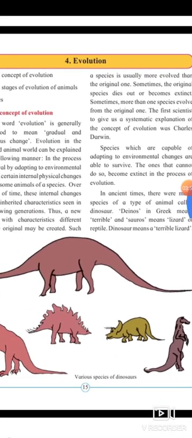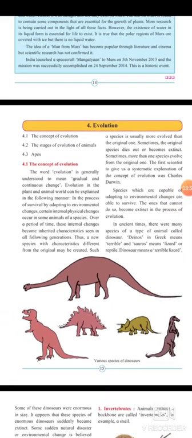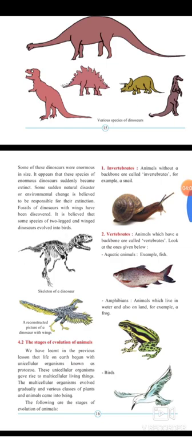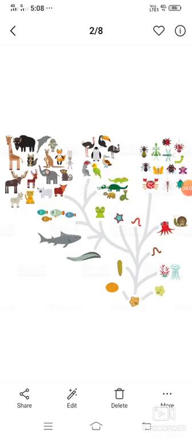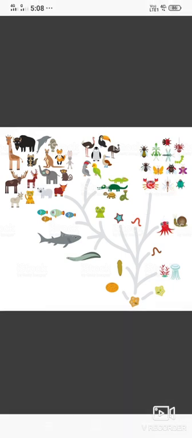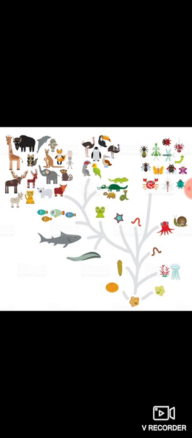So this is a picture of the animals, dinosaurs, various species of dinosaur. For example, this is the evolution picture, which describes the evolution of a single-celled organism to multicellular organisms.